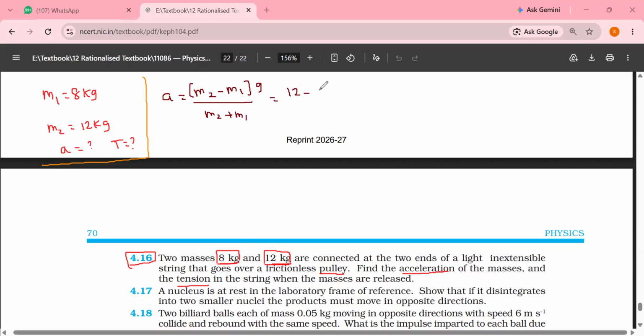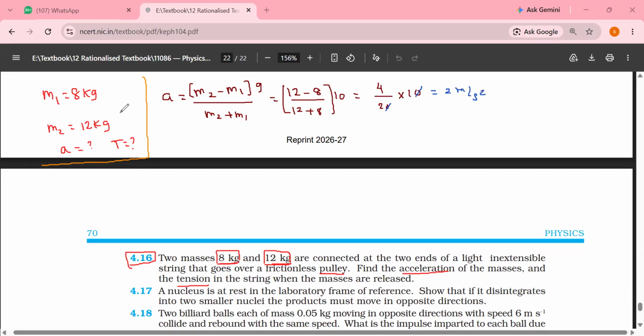So 12 minus 8 by 12 plus 8. We can take gravity as 10 for easiness. So 12 minus 8 is 4, and 12 plus 8 is 20, into 10. So cancel it out. So the answer is 2 meter per second square.